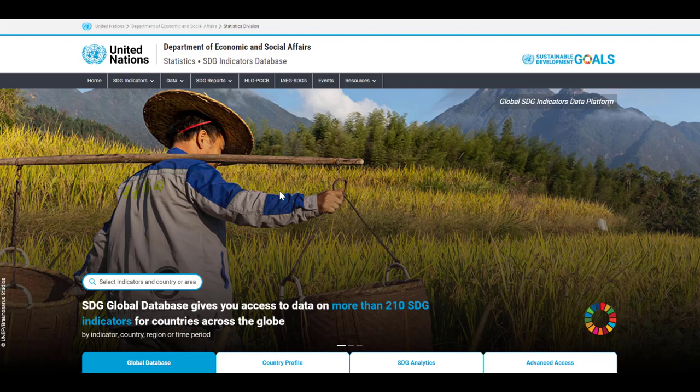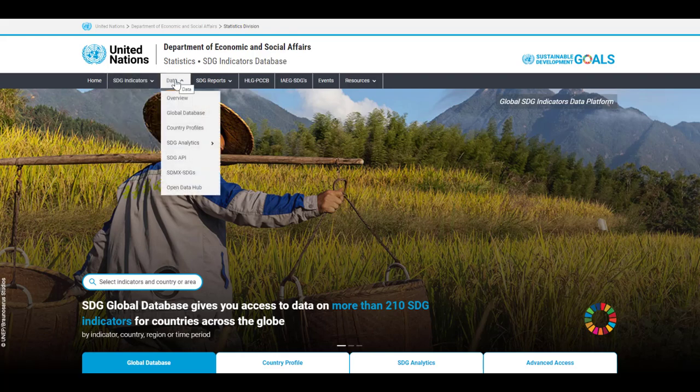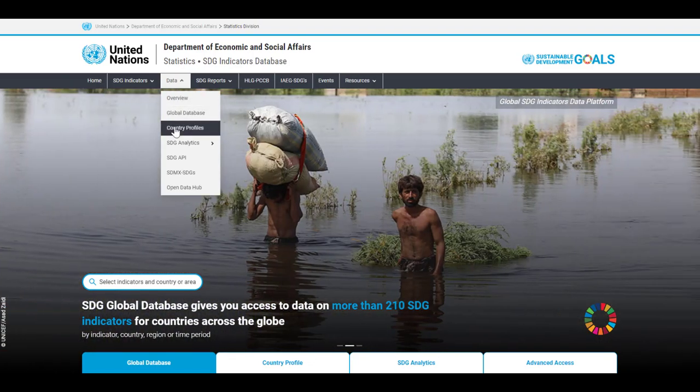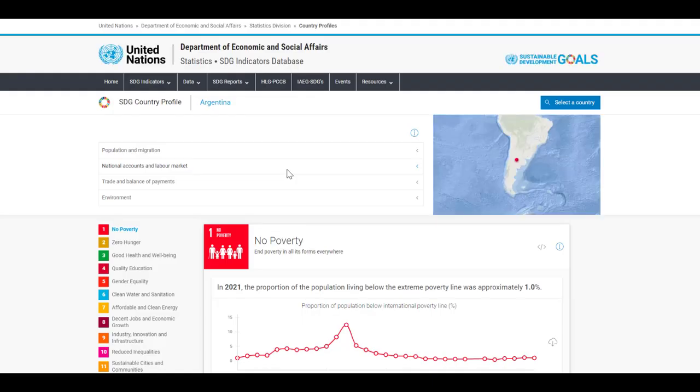So once we get here, we can go look at the list by indicators. I liked the data. I liked looking under the data section by the country profile. To me, this made more sense. So you can decide how you want to look at that. You can go in and select your country, or you can type it in, whatever you prefer to do. So again, I'm searching for Argentina. That's the country I selected.